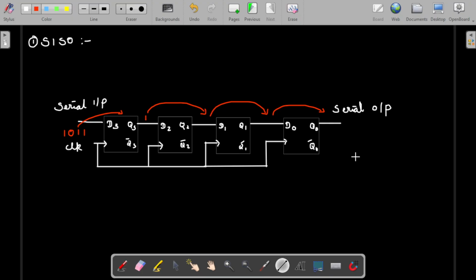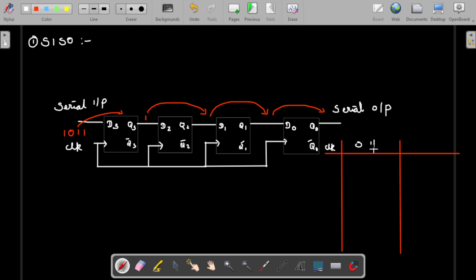Let me draw a table so that you guys can easily understand this. Every behavior is based upon the clock only. This is clock, this is serial input, and this is serial output. At clock 0, the serial input that we will be providing is 1011. This is the serial input provided. The output will be taken like this: Q3, Q2, Q1, Q0. Initially everything is 0. So let's take the initial 0 condition.